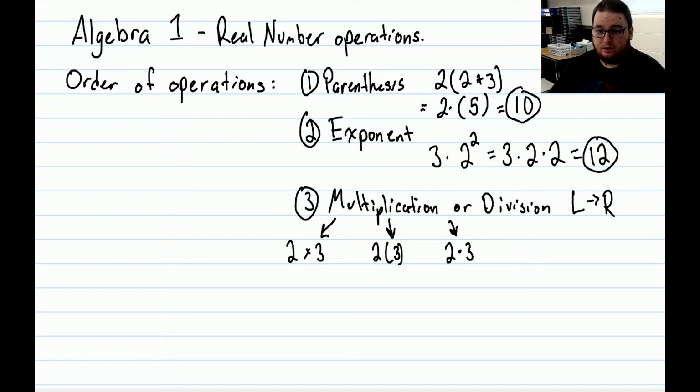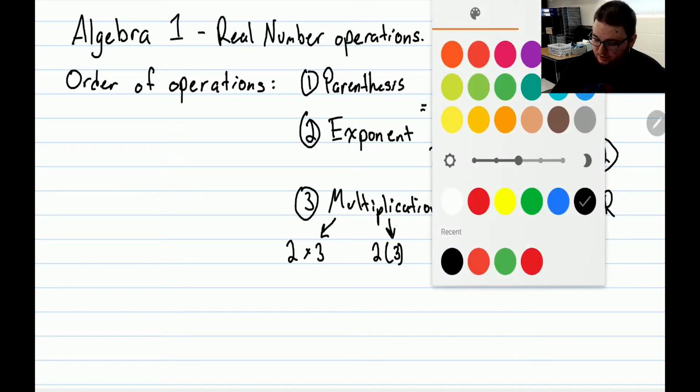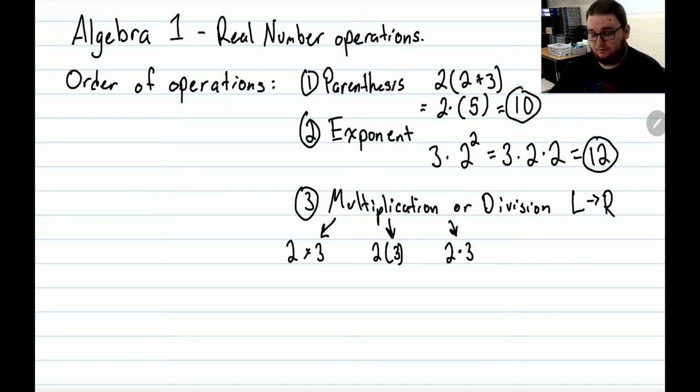Anyway, okay? So the next thing is division can be written a couple of different ways. So I'm going to write division in red. The first one could be 2 and then the division symbol 3, or we can have 2 over 3. So a fraction is just division. Okay? If you have any problems with that, let me know and I can try and explain it to you a little further.